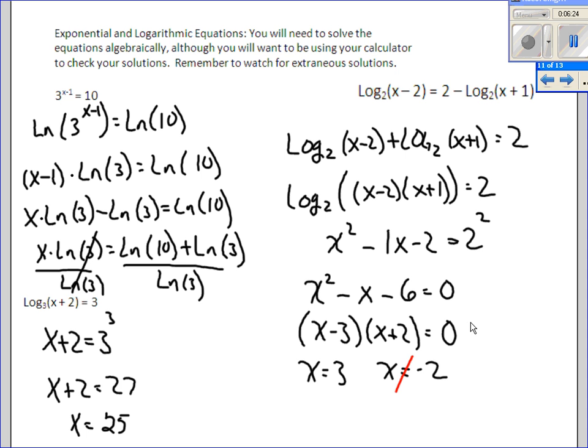It looks like I've got a little bit of time. Let me go find a couple more examples to show you.